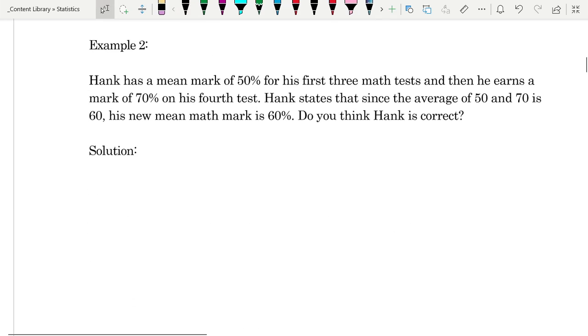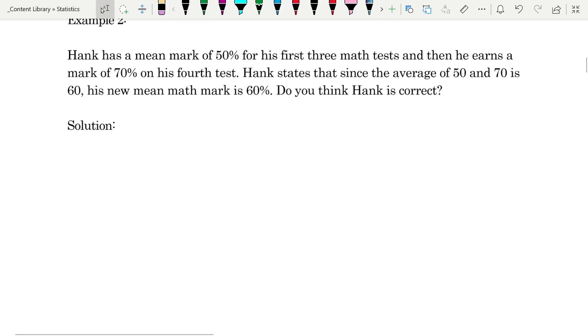Hank has a mean mark of 50 for his first 3 math tests. Then he earns a mark of 70 on his 4th math test. Hank states that since the average of 50 and 70 is 60, his new mean math mark is 60. Do you think Hank is correct?